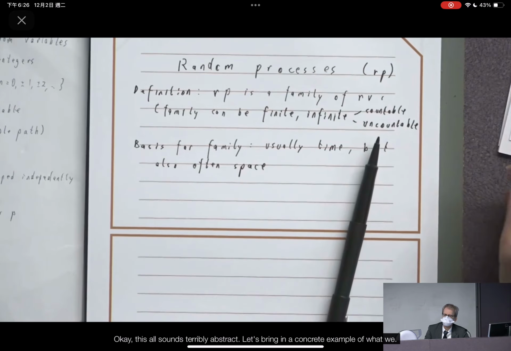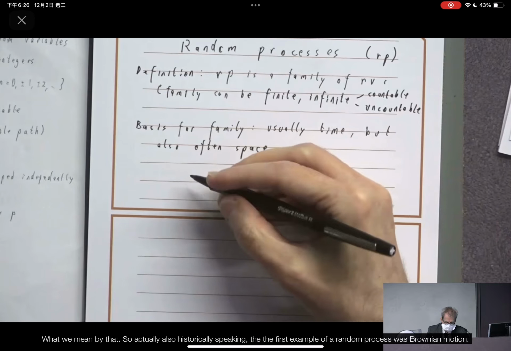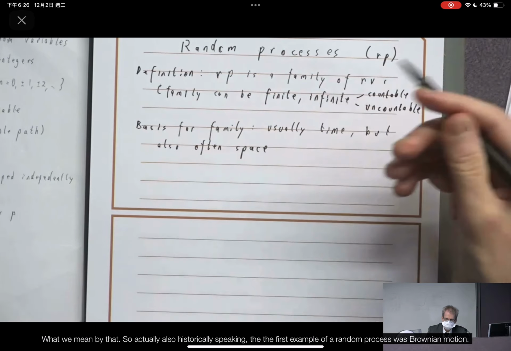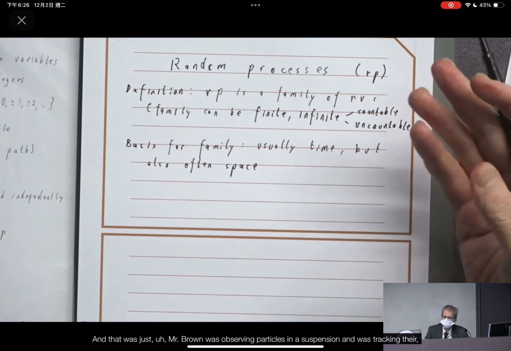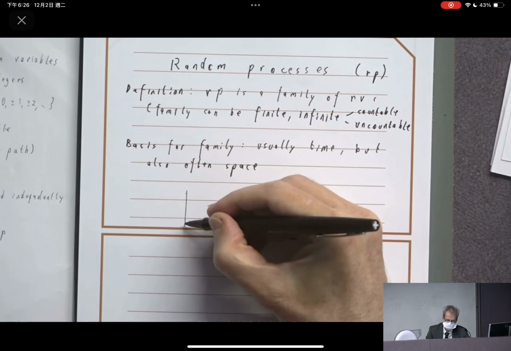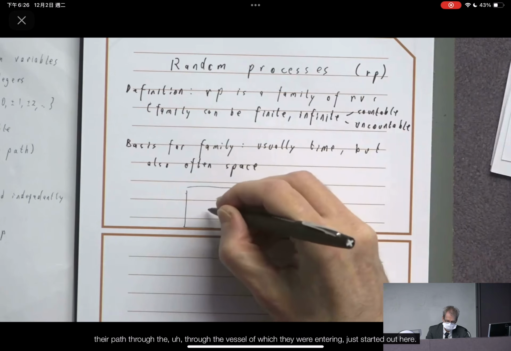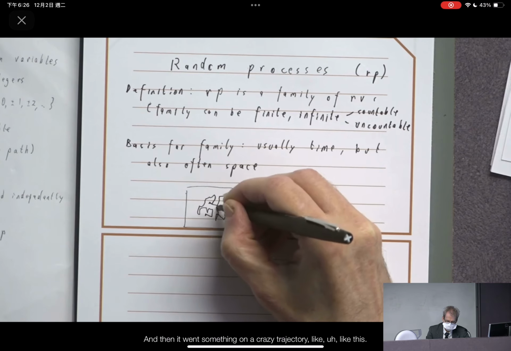Okay, this all sounds terribly abstract. Let's bring in a concrete example of what we mean by that. Also historically speaking, the first example of a random process was Brownian motion. Mr. Brown was observing particles in a suspension and was tracking their path through the vessel in which they were. It started out here, and then it went on a crazy trajectory like this.